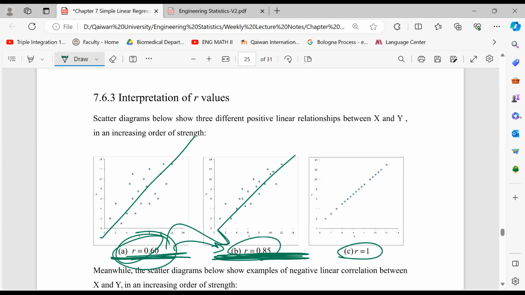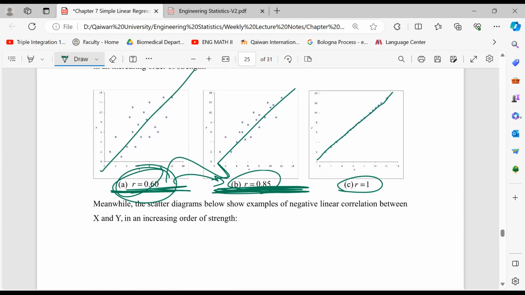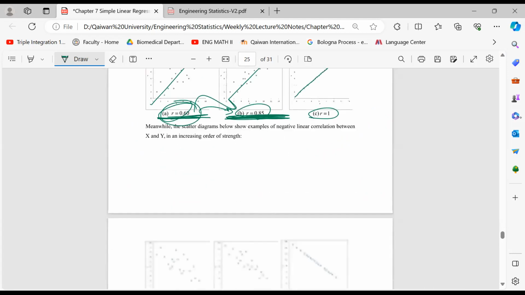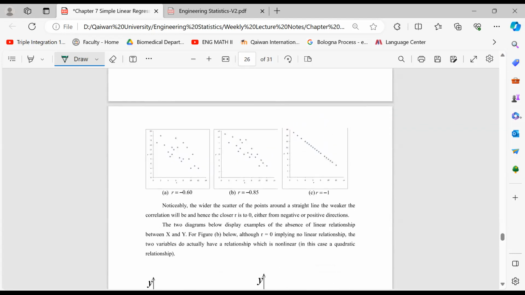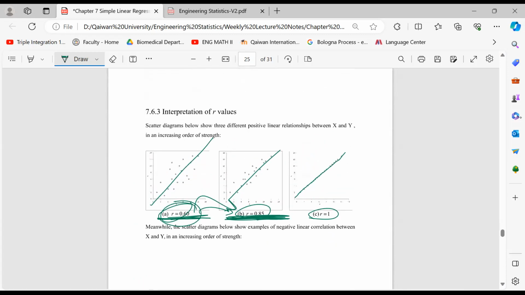And if r is 1, once we draw a line, all the points are on the line. It means here we have a perfect positive relationship. And for these, if it's in this direction, look, the points are arranged in this direction. It means here beta is negative, or the slope is negative, or it's decreasing. But for those above, it's increasing.